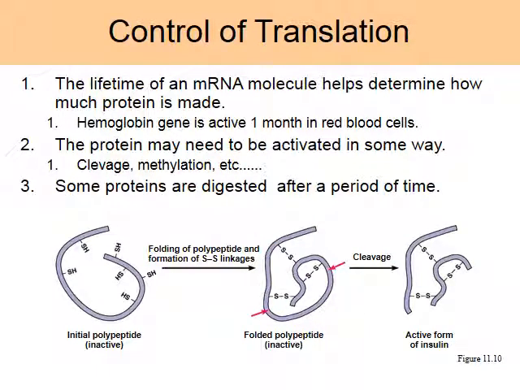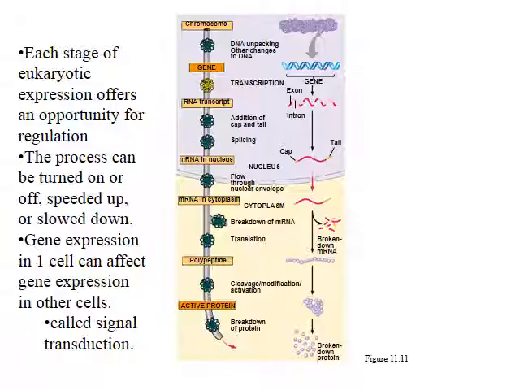And then some proteins are digested after a certain period of time. And so obviously that will deactivate them. They won't be working anymore. So that's another form of regulation. All right, so this kind of sums up all the places we can regulate our DNA. So we're going to start at the top. When it's in the nucleus, the packing, the actual physical winding of the DNA, if it doesn't get unwound, it doesn't get transcribed. So the physical packing is a form of regulation.